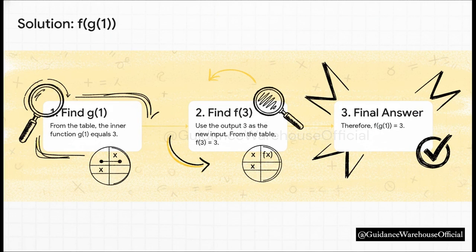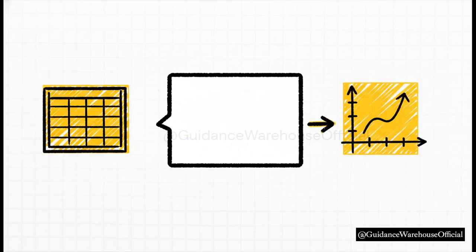Okay, let's walk through it. First up, the inside part, g(1). We go to our table, find x equals 1, look across to the g(x) column, and boom, it's 3. Now that output of 3 becomes our new input for f, so we're looking for f(3). Back to the table we go, find x equals 3, look at the f(x) column, and there's our final answer, 3. Awesome. Now, what if we don't have a table? What if we have graphs instead?